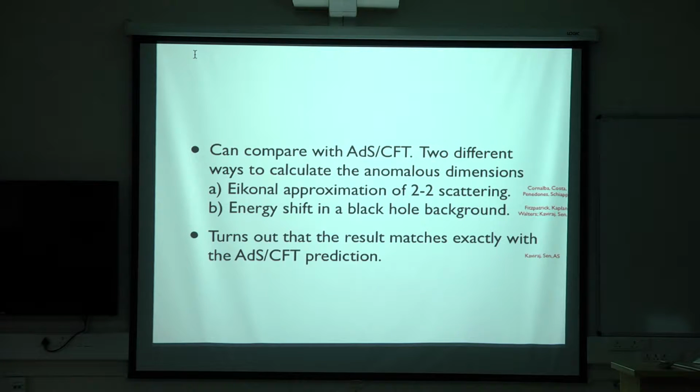The other reason why it is interesting is that we'll be able to make some comparison with AdS/CFT gravity calculations. There are two different ways of calculating these anomalous dimensions. One of them is the eikonal approximation of 2-to-2 scattering, done in a series of nice papers by Cornalba, Costa, Penedones, and Schiappa. The other calculation is to think of these anomalous dimensions as arising due to an energy shift in a black hole background. This was pointed out by Fitzpatrick, Kaplan, and Walters, and we extended this calculation to general twists.